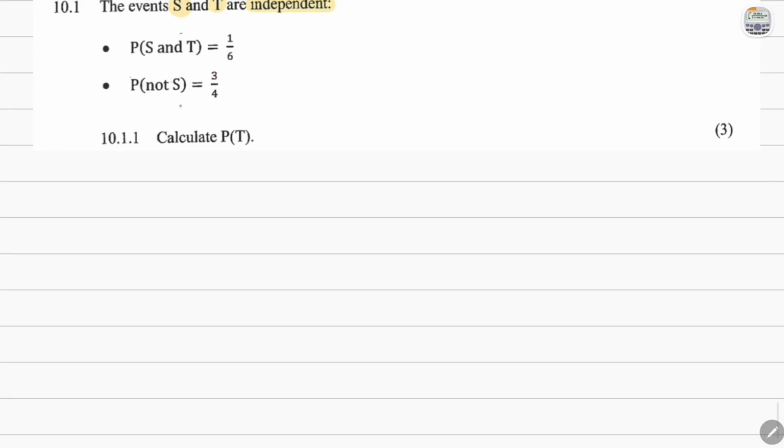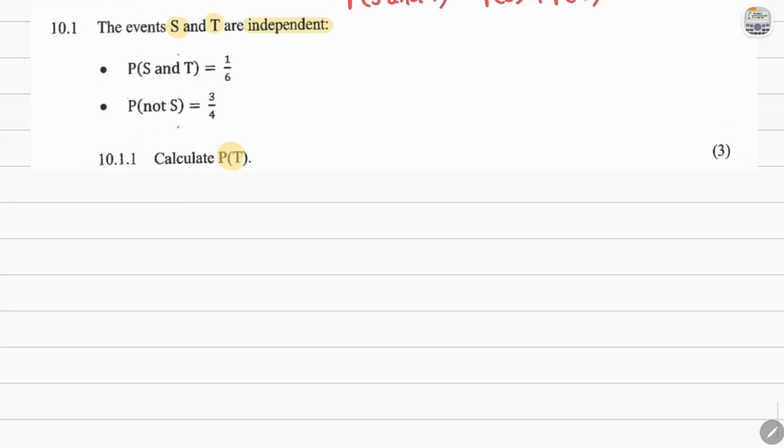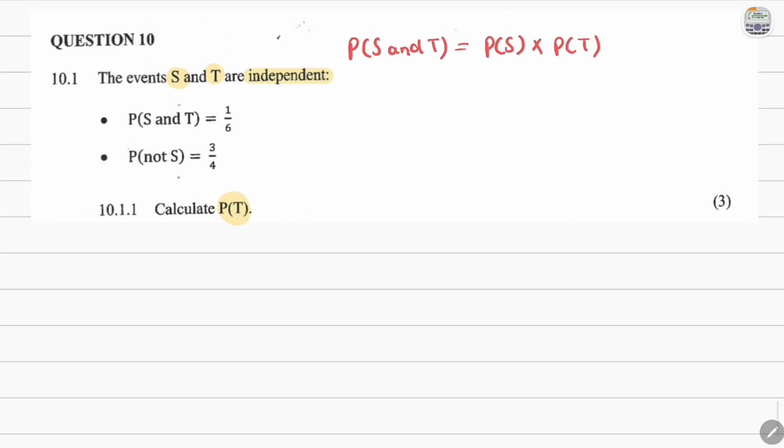And 10.1.1 wants us to calculate the probability of T. So the main goal is to find the probability of T, and this is the information they've given us. You see that in this equation, we can actually make the probability of T the subject, but then of course we would need to find the probability of S.